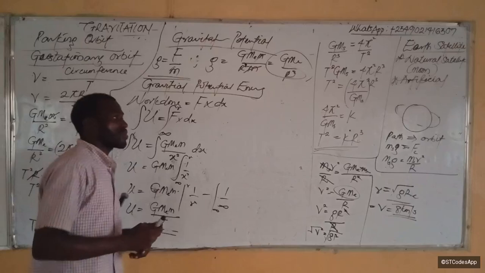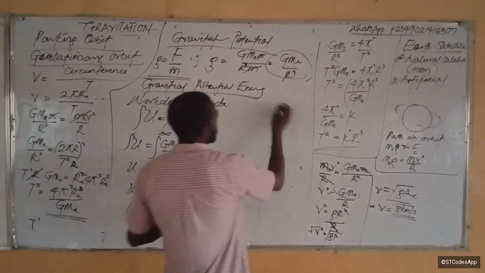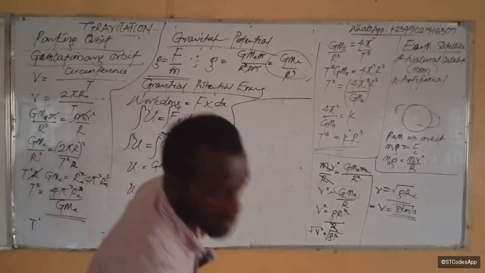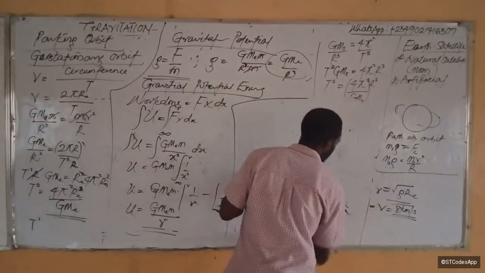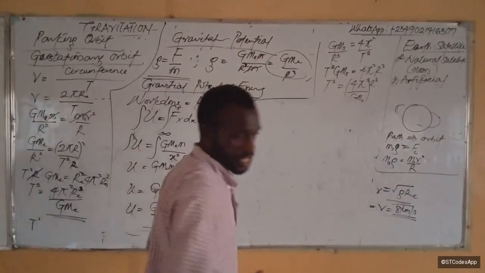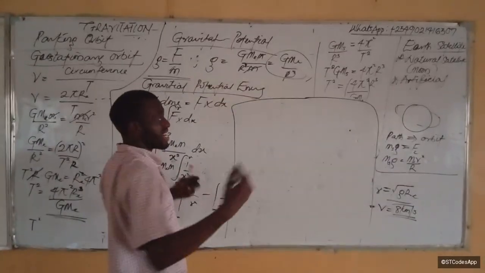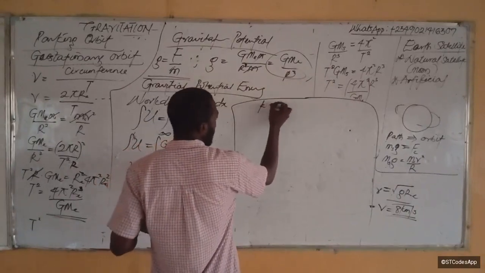What else? So escape velocity. For a body that is going to move out of the Earth, the body is going to gain a particular kinetic energy, and it's going to have a gravitational potential energy at any point on the Earth, right? So we equate the kinetic energy.